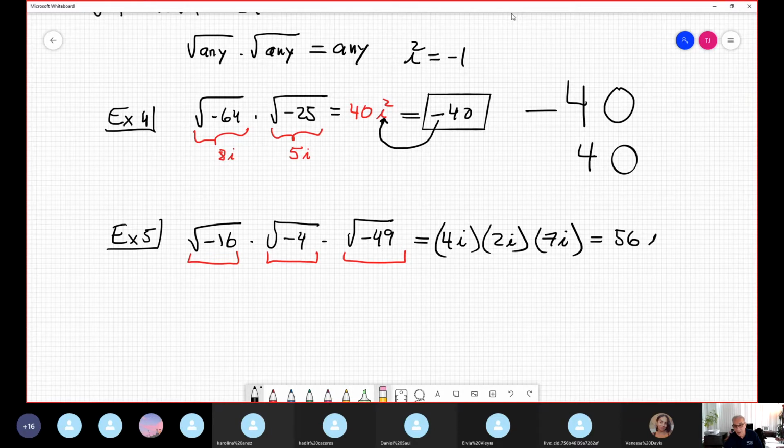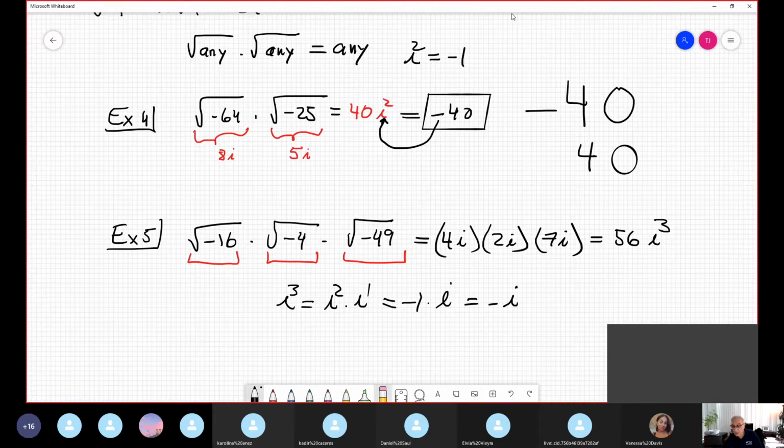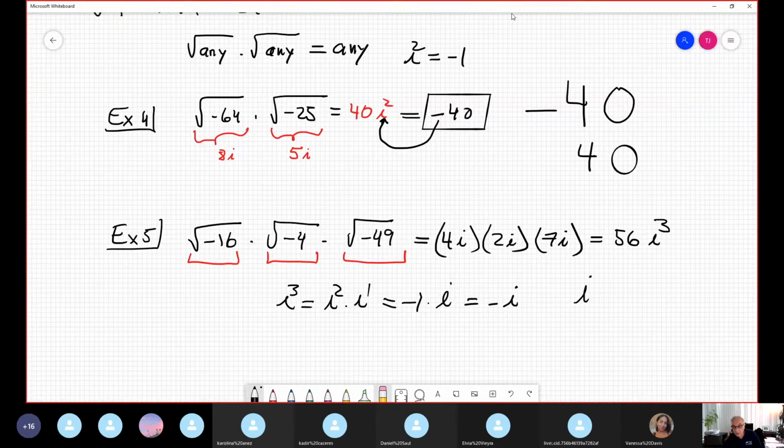But you have now I cubed, because we have 1, 2, 3 i's. And what is I cubed? Well, I cubed is I squared times I to the 1. So 2 plus 1 is 3, no? I know that I squared is -1, which is real. Multiplied by I is negative. Look, important: the I cubed is negative.